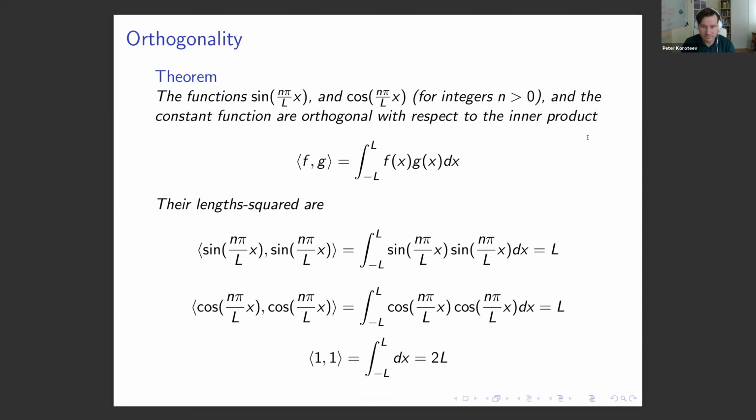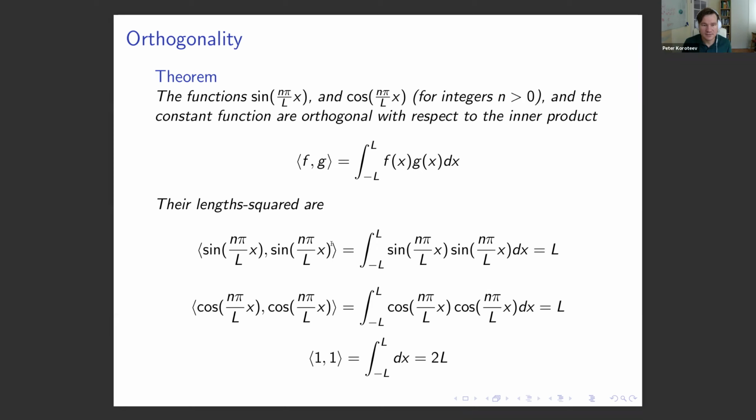So here's the theorem. Just for symmetry, let's consider this as a segment from negative L to L. We define the inner product f comma g as the Riemann integral from negative L to L of f of x times g of x dx. The theorem is that the functions sine n pi over L x and cosine n pi over L x for positive integers, and the constant function, are orthogonal with respect to this inner product.